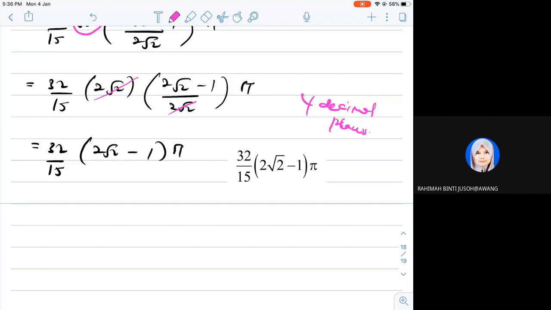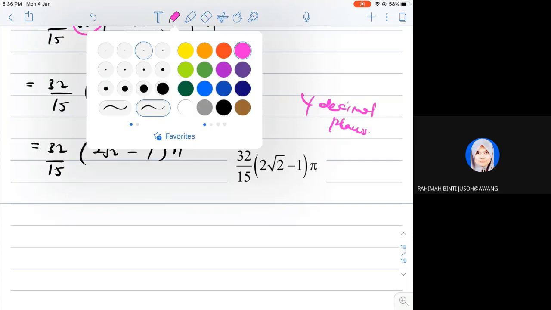Okay, doesn't matter. Alright, so 5:36 already. Guys, I think I should stop here now. Don't worry, I will share with you the rest of the solutions later. Okay, is that okay guys?